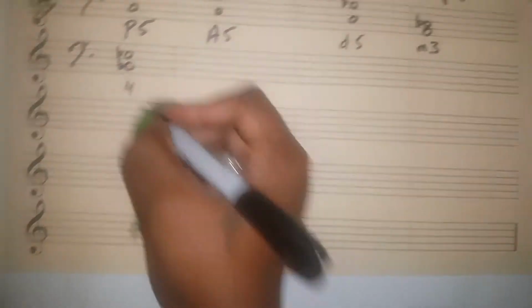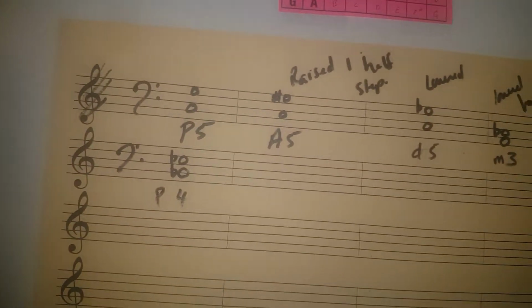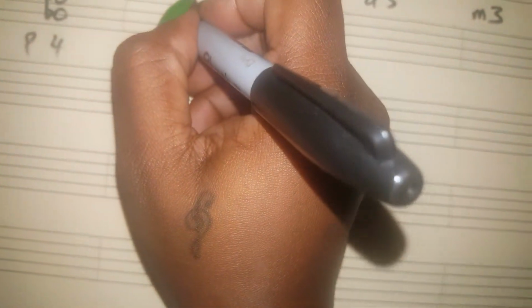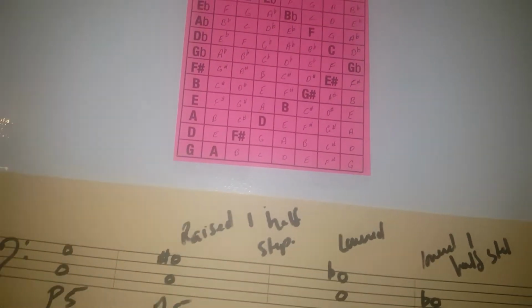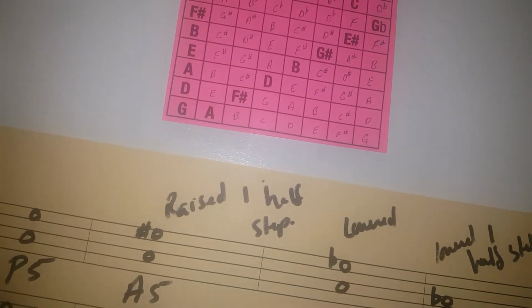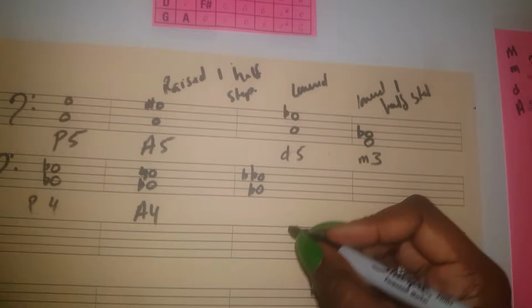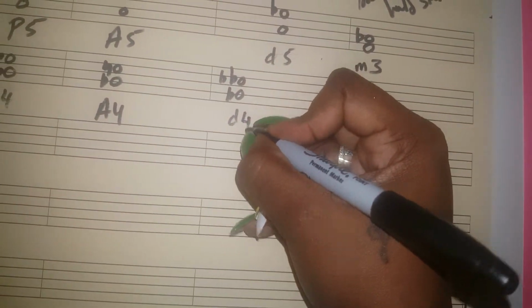So it's a perfect fourth. Fourths can only be perfect, diminished, or augmented. If it's already in the key, that means it's going to be a perfect fourth. Had this been B flat to E natural, that means the E flat would have been raised. So this would have been an augmented fourth. And if it was B flat to E double flat, that means it would have been lowered, so it would have been a diminished fourth.